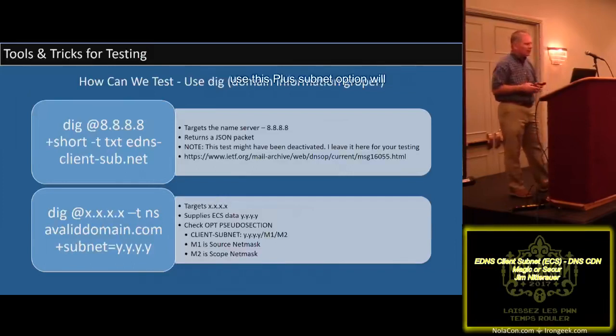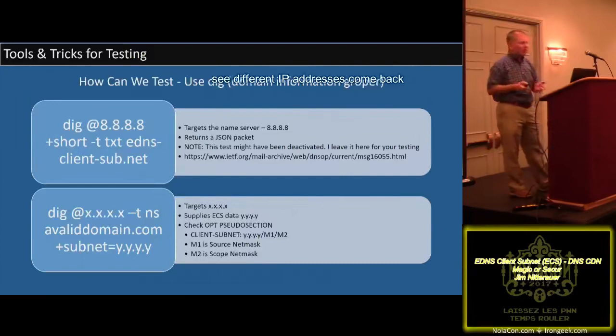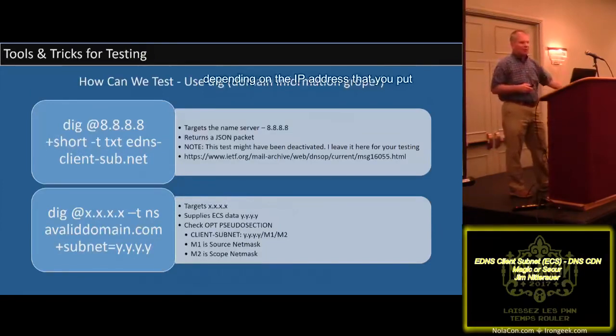The second use of dig here, where you use the +subnet option, will actually work. Basically you target dig at whatever name server you want, and then you add +subnet. You'll see the data come back in the OPT pseudosection, but also you'll see different IP addresses come back depending on the IP address that you put in for the client subnet.